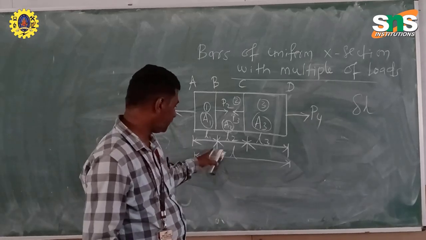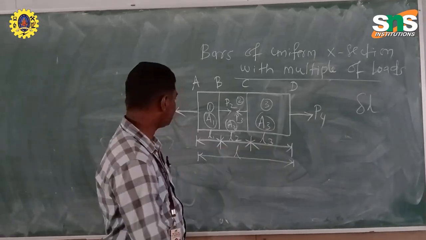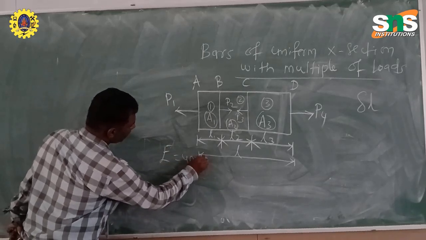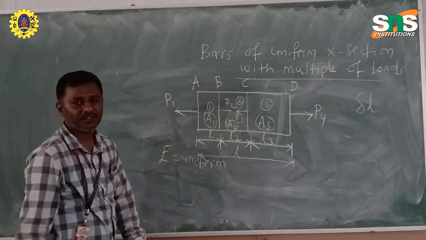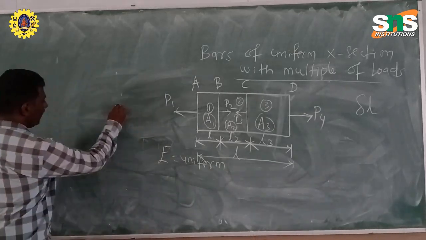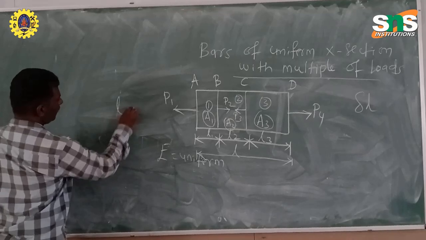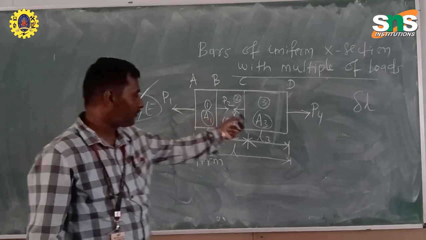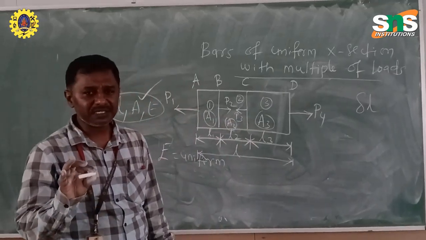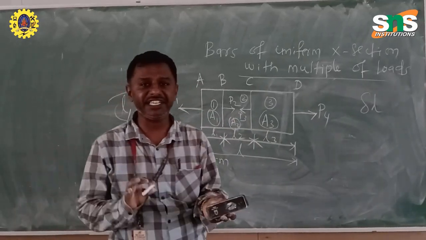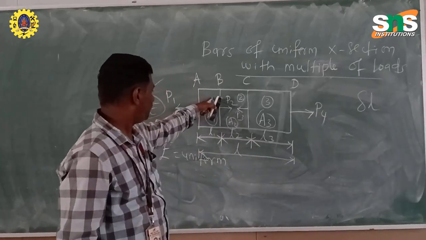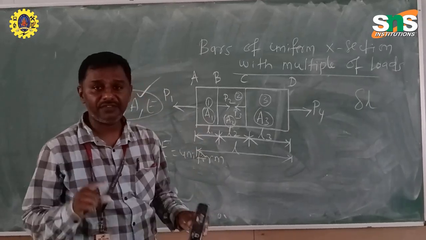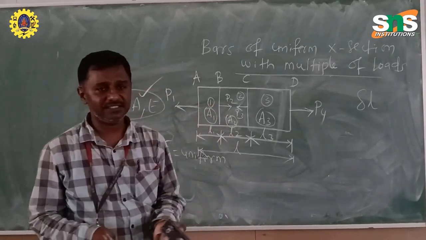In each section we have the area, and the lengths L1, L2, L3 we have. And Young's modulus is also known. It is the same, uniform, since it is made of a single material. So L, A as well as E values are all known values. The one thing is that multiple loads are applied. So what is the load in each section? We have to segregate the sections AB, BC, CD, and find what load is acting on each section. That is the thing.